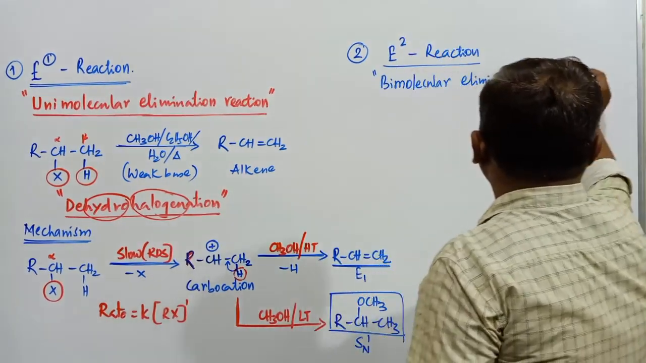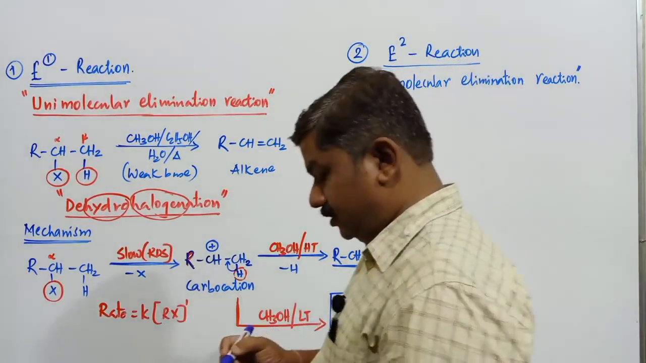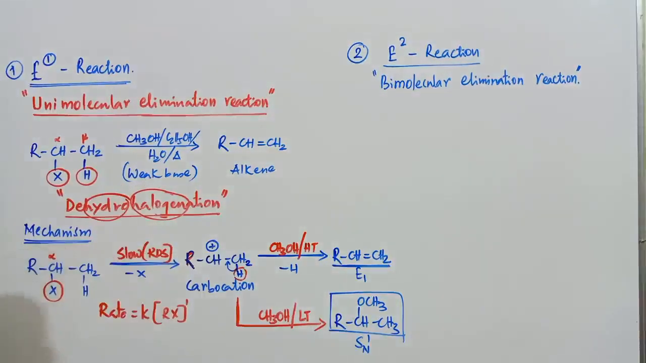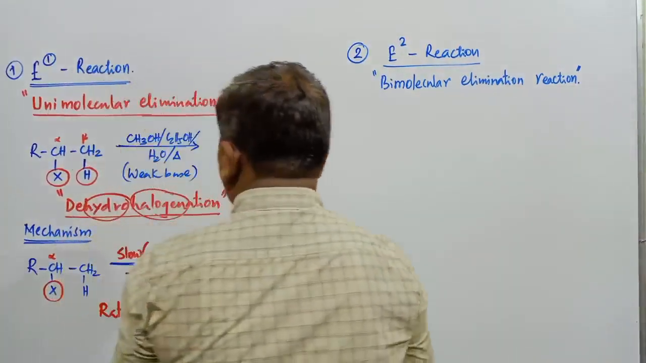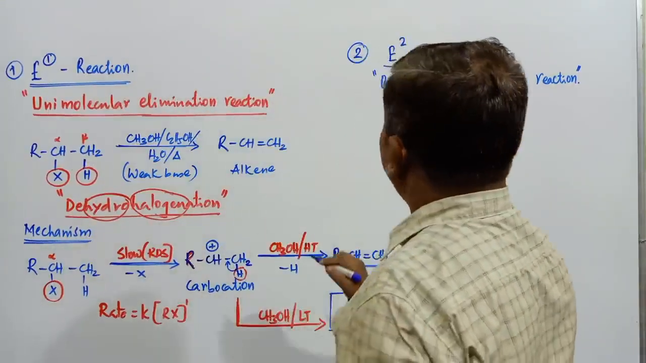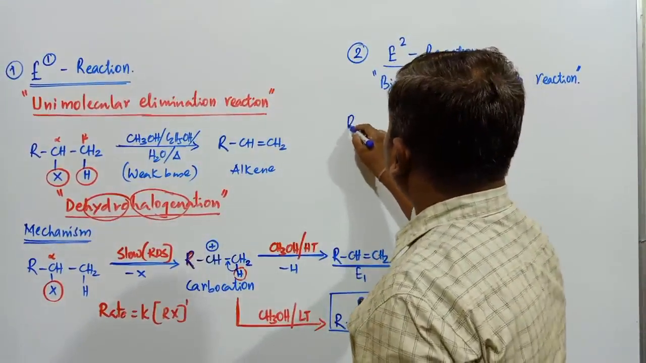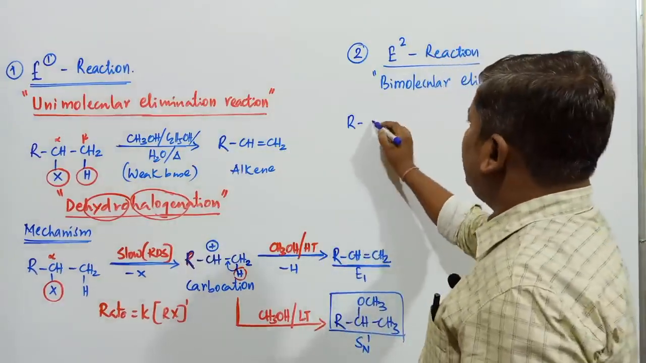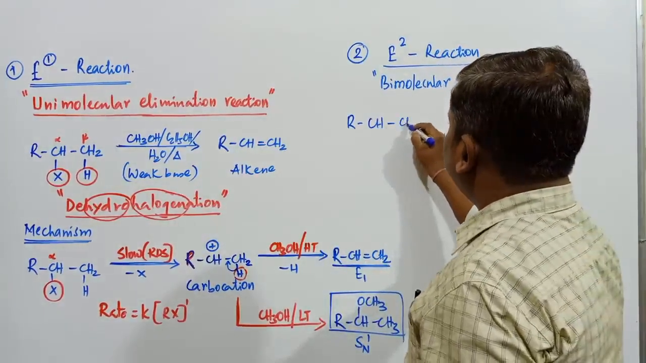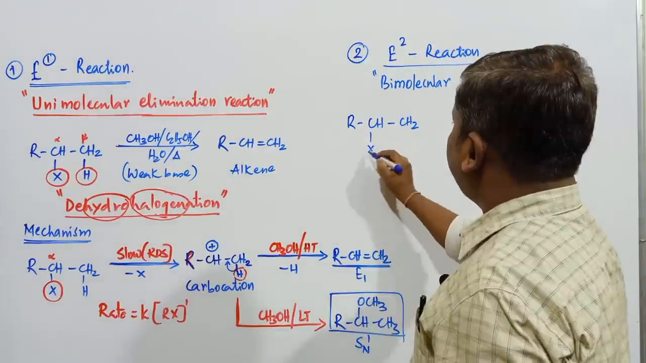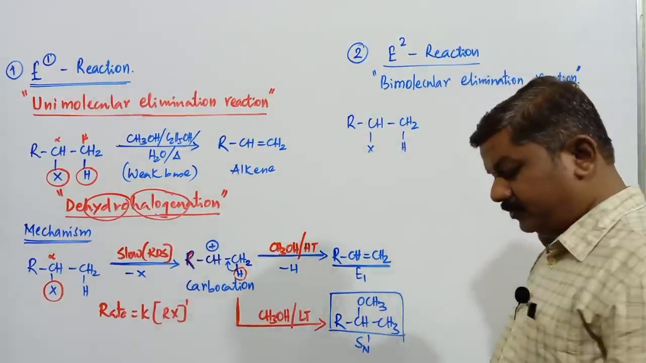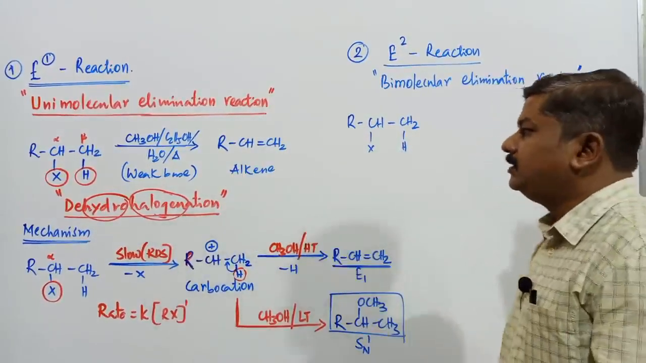So what is this bimolecular elimination reaction? Already we have discussed the unimolecular elimination reaction, and here we have to go with the bimolecular elimination reaction. In this case, I will go with an example. Same example I will consider: CH, this is CH2, this is X, and here hydrogen. Fine, same alkyl halide is there.